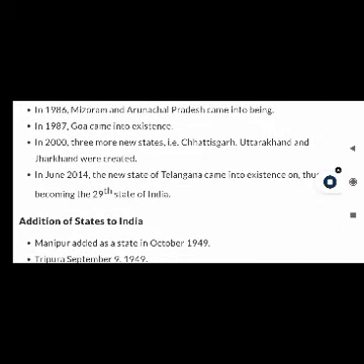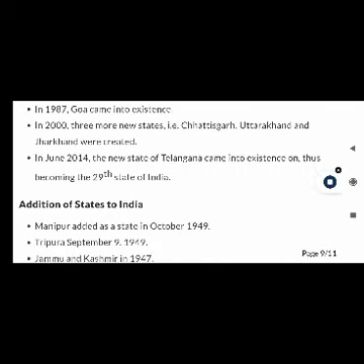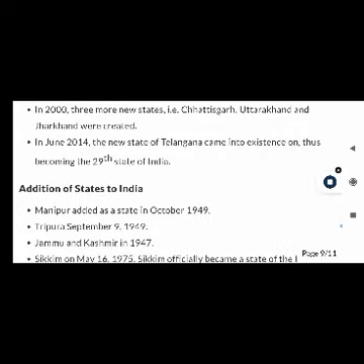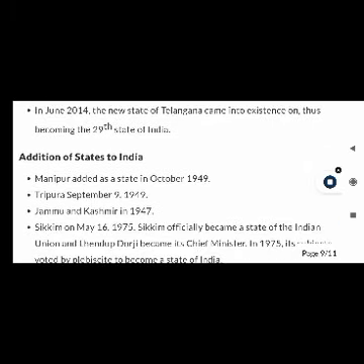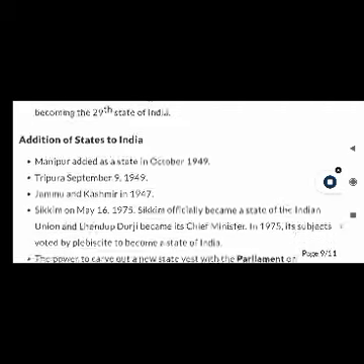In 1986, Mizoram and Arunachal Pradesh came into being. In 1987, Goa came into existence. In 2000, 3 more new states, i.e., Chhattisgarh, Uttarakhand and Jharkhand were created. In June 2014, the new state of Telangana came into existence, thus becoming the 29th state of India.